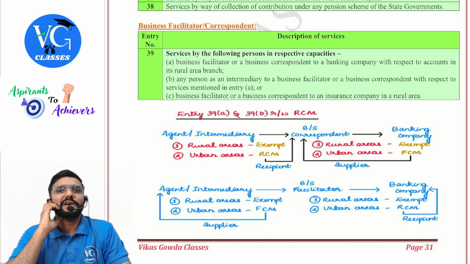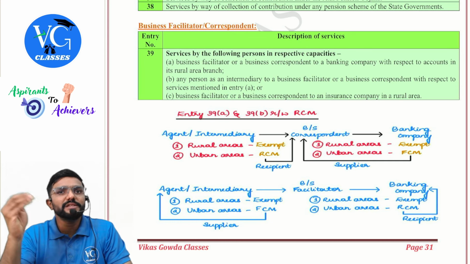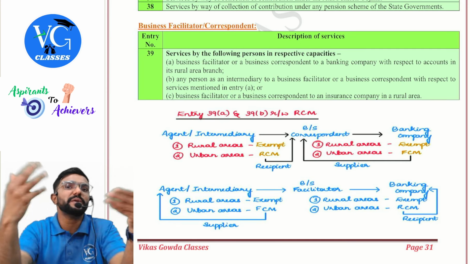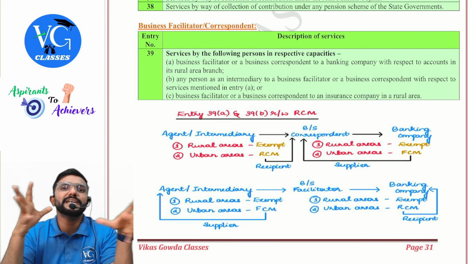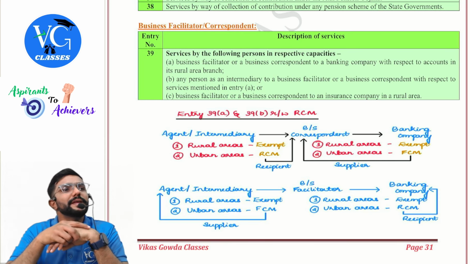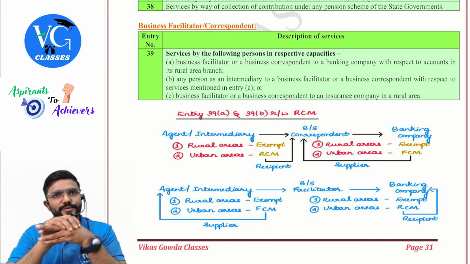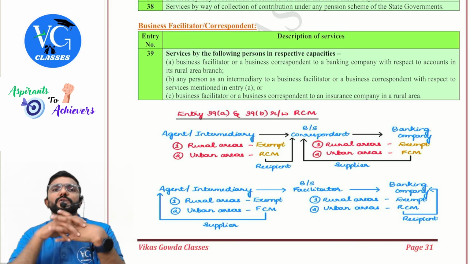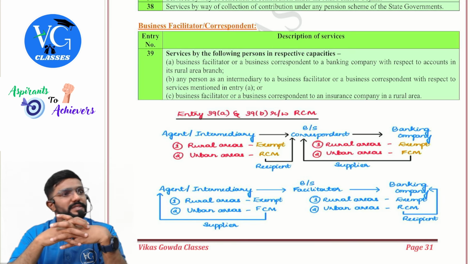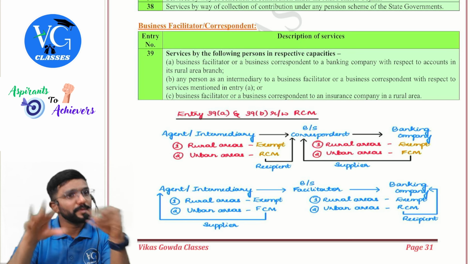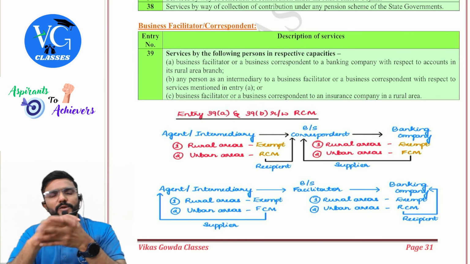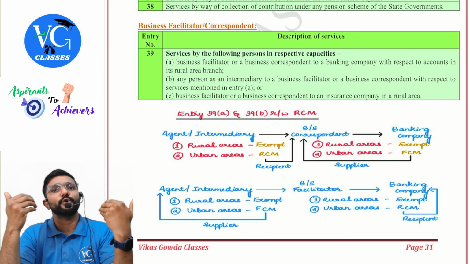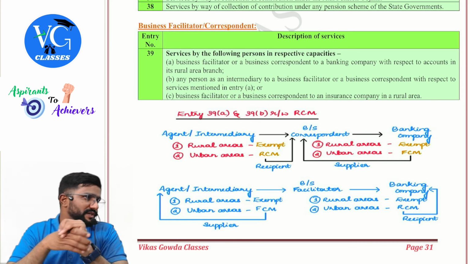Whereas the correspondent is someone who will reach the government policies, bank policies or schemes to the people. They will make the people understand what are the services provided by the banks, especially in rural areas. Because they will not be knowing how to apply for loan, how to open the account, how to use ATM cards, how to withdraw or deposit the money, they may not be aware of. So banks normally appoint these business correspondents in order to help the people to know the banking services, guys.